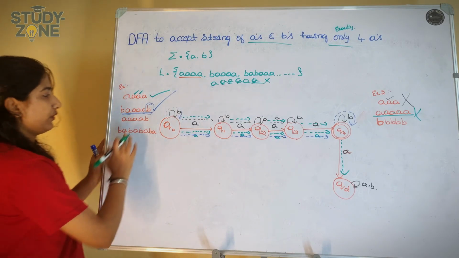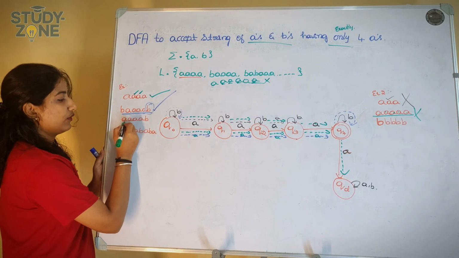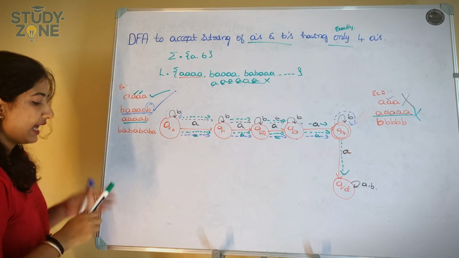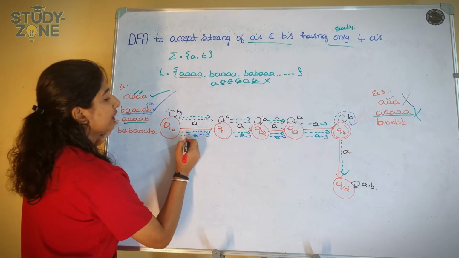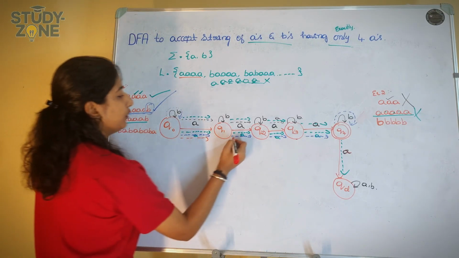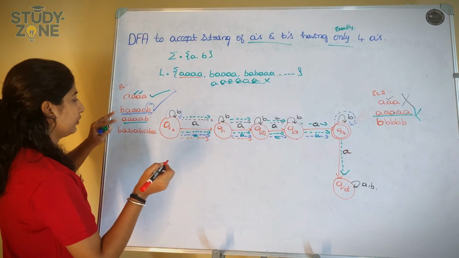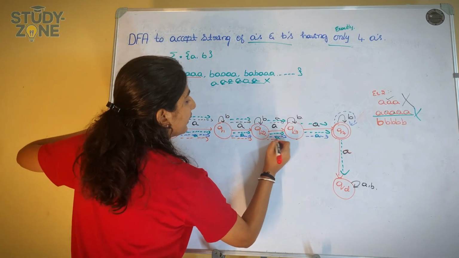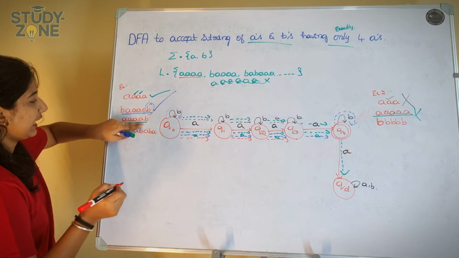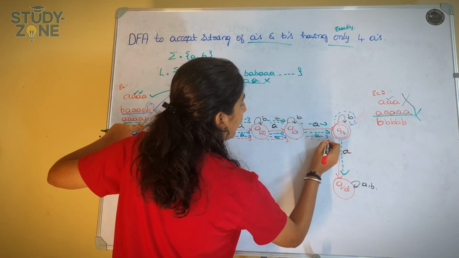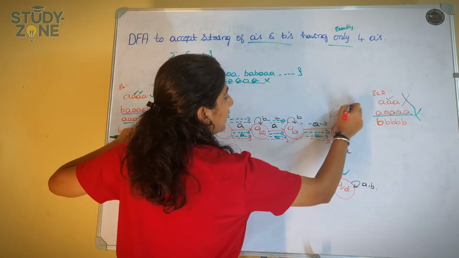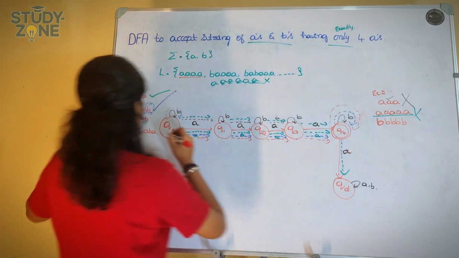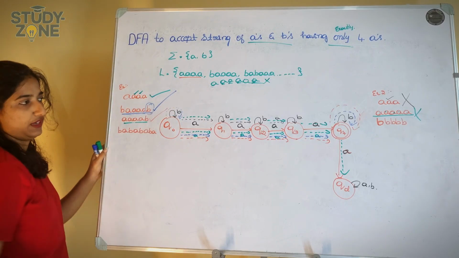Okay. Now let's check for B, 4 A's. So this one should get accepted, right? So Q0 on A, moving to Q1. Q1 on A, moving to Q2. Q2 on A, moving to Q3. Q3 on A, moving to Q4. And Q4 on B, it will be there in Q4 state only. So this one should get accepted.